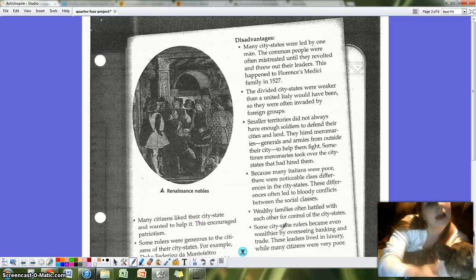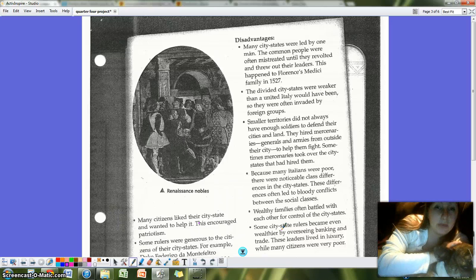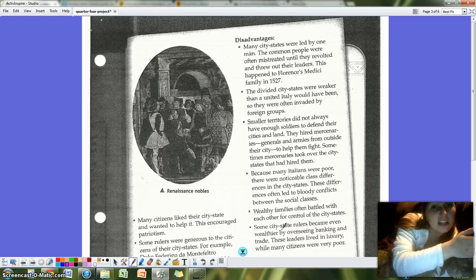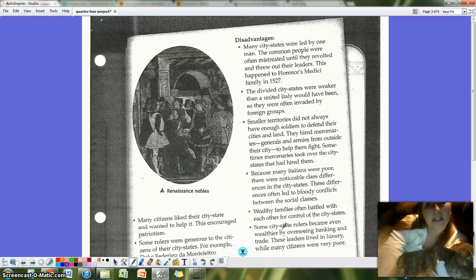Now that you've read about the advantages and disadvantages of having the city-state form of government, you're going to have to decide: was it an advantage? Did it really help it? Or was it a disadvantage?